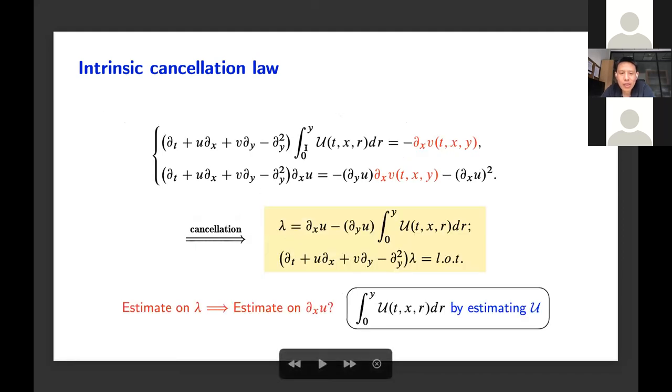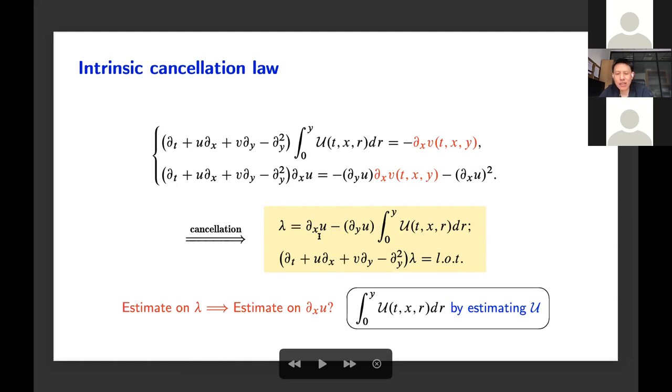So next, this is the auxiliary function with the source term dxv. This is a Prandtl equation after taking dx. We have also the bad term dxv. So next we perform the cancellation. It's very simple: just multiply the first equation by the factor dyu, and then subtract one from the other. So we get the evolution for lambda. This is dxu minus this factor of this equation, multiplied by this factor. So in the evolution of lambda, this bad term disappears.